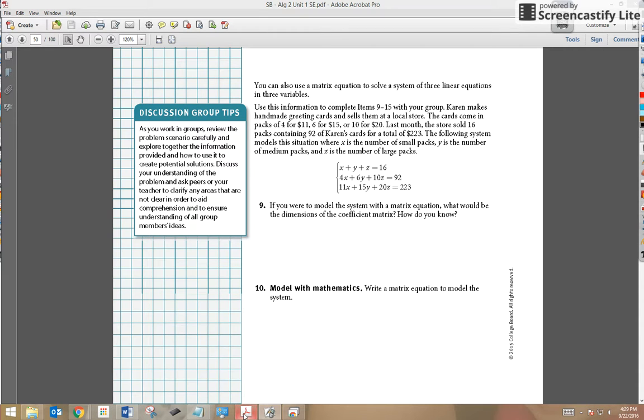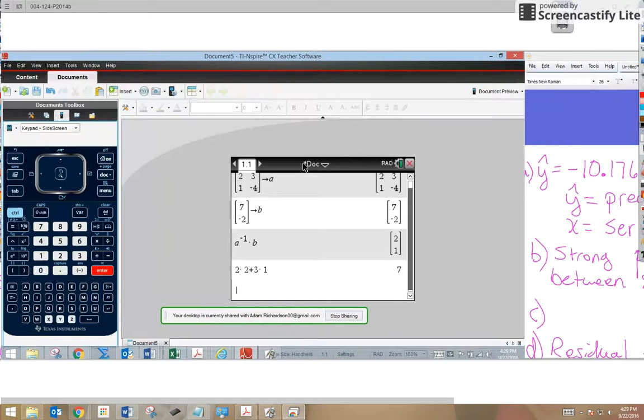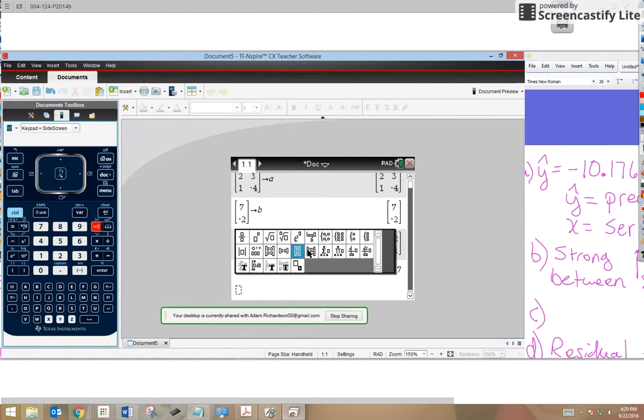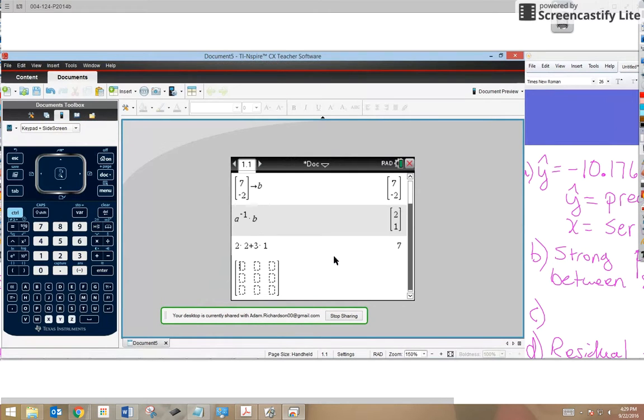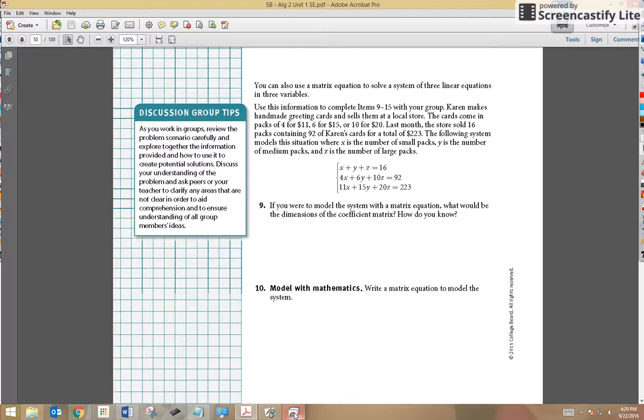Okay. So I only have 10 minutes recording time, so I'll see how far I can get on showing you this. But I'm going to just go to the templates menu here, choose a 3 by 3 because I have 3 equations, 3 variables. And now I can just plug in.